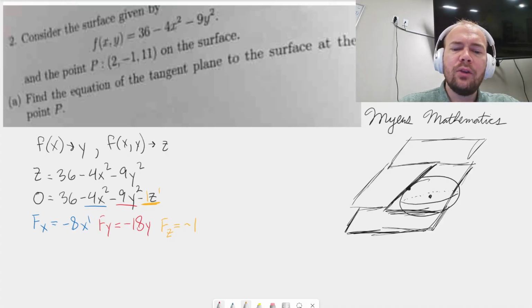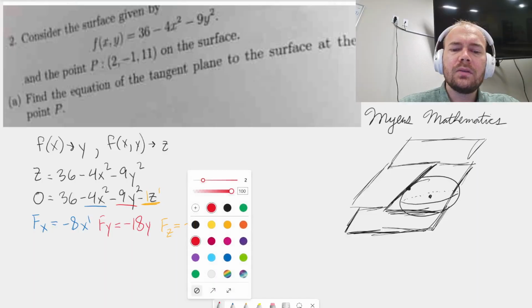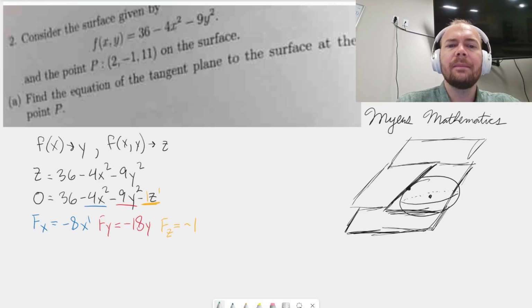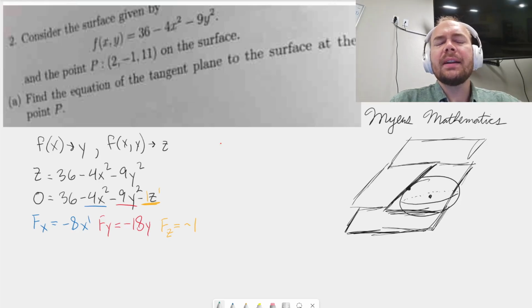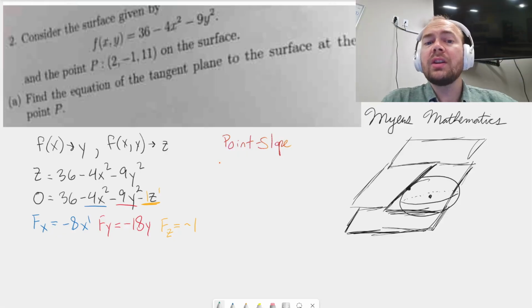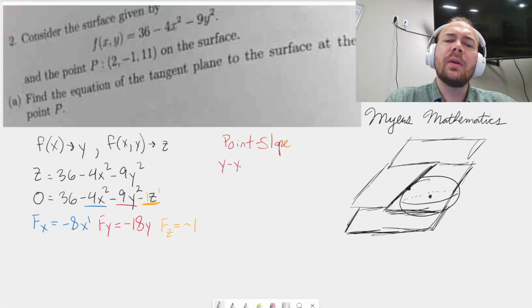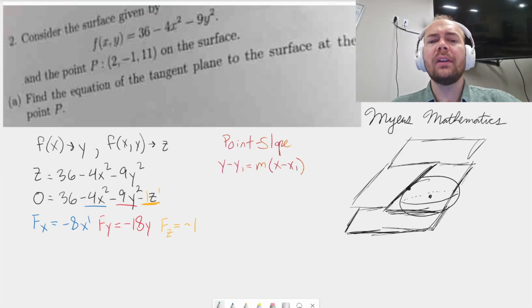And then if you remember, let's use a different color. We'll use this one. If you remember that when you're doing the tangent line to the plane formula, you're basically using point slope form. Point slope, because you're getting an equation of a line. And point slope is a good equation of a line. It's not the only one, but it's probably the best one to use. And that's what it looks like.